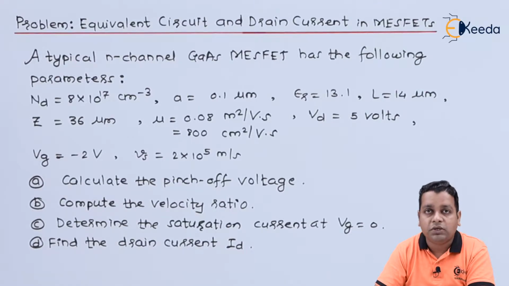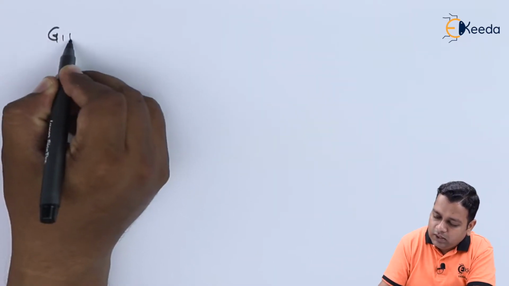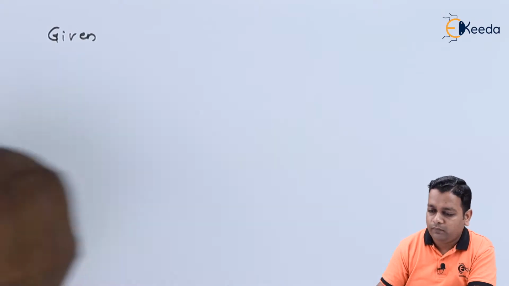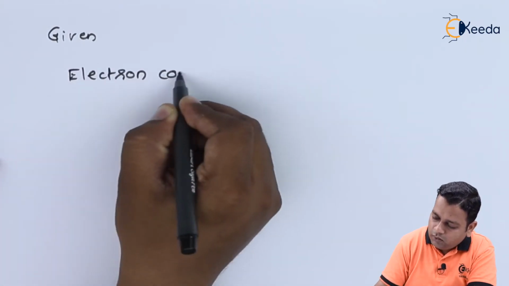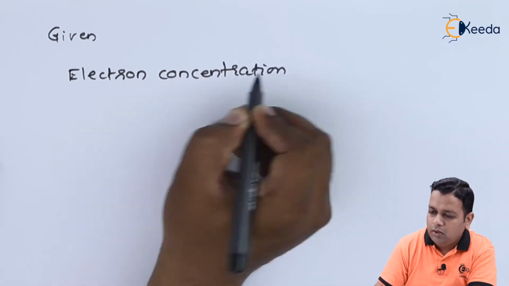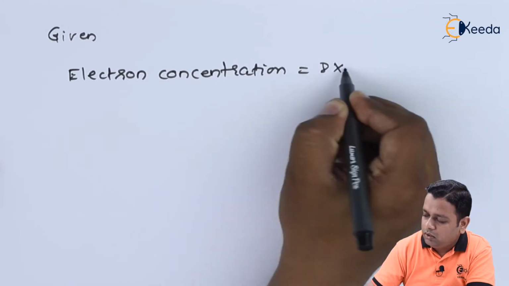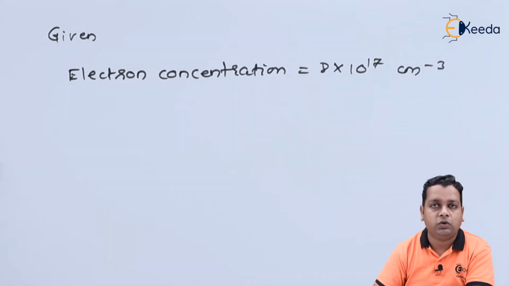Very first of all, we shall be identifying the given parameters. The very first parameter is denoted by Nd. So here we mention the Nd, nothing but the electron concentration. The electron concentration value is equal to 8 into 10 raised to power 17 per centimeter cube.